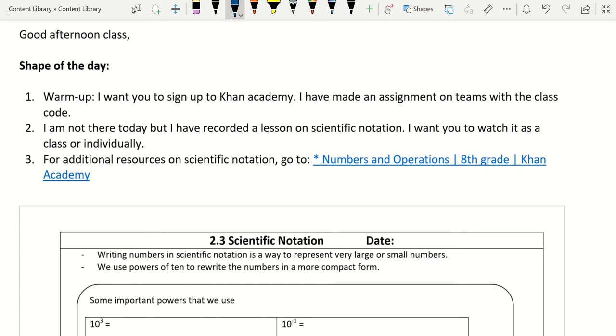Within that Teams assignment, there's a class code. When you go to Teams, you would go to Khan Academy and sign up. You're going to use the class code that is within the Teams assignment to sign up for Khan Academy.